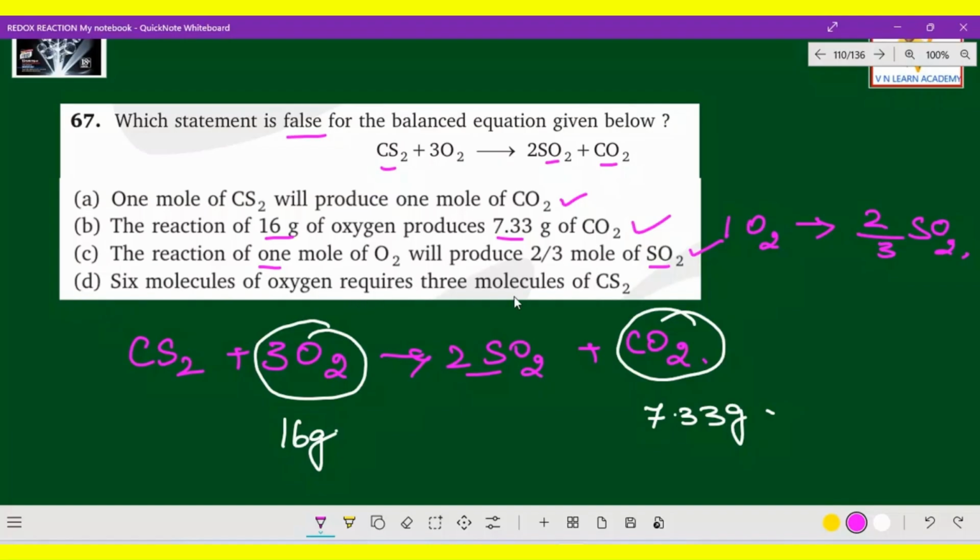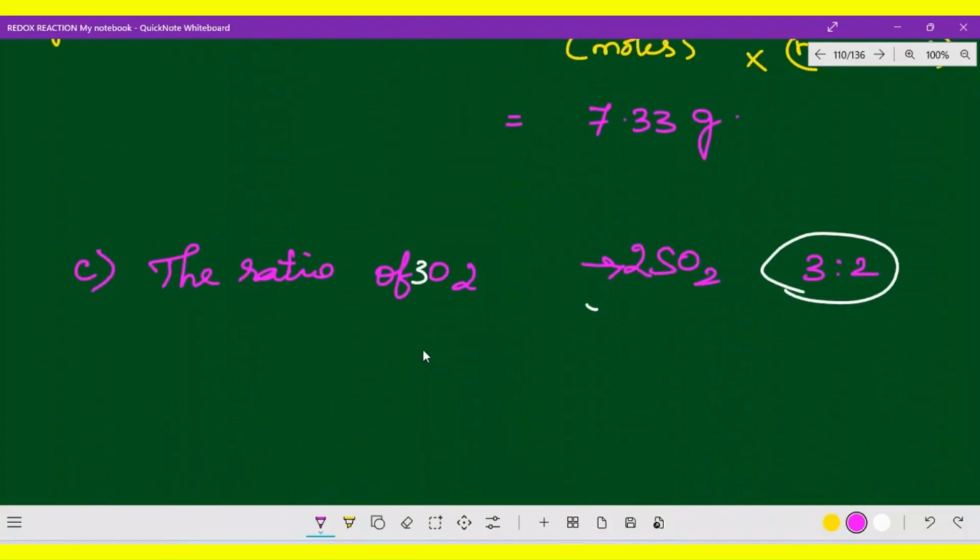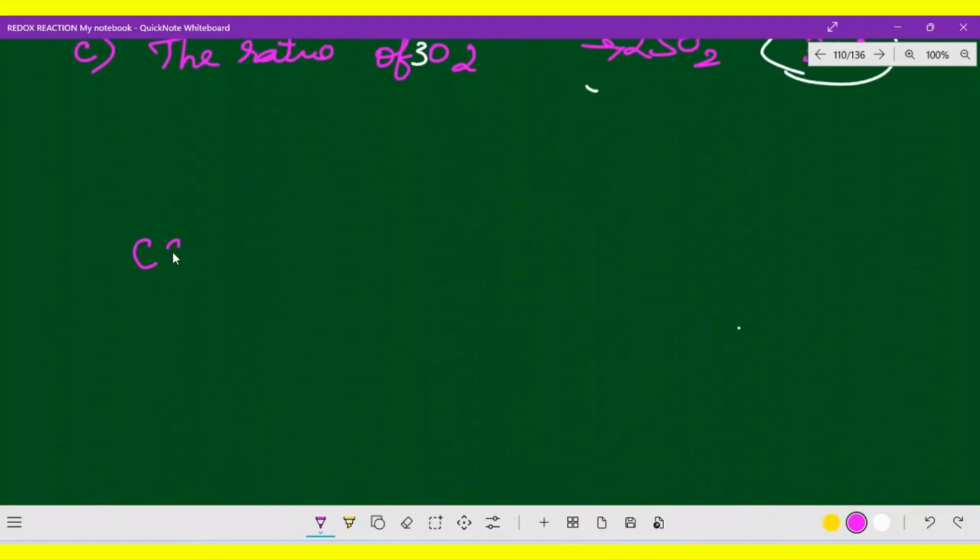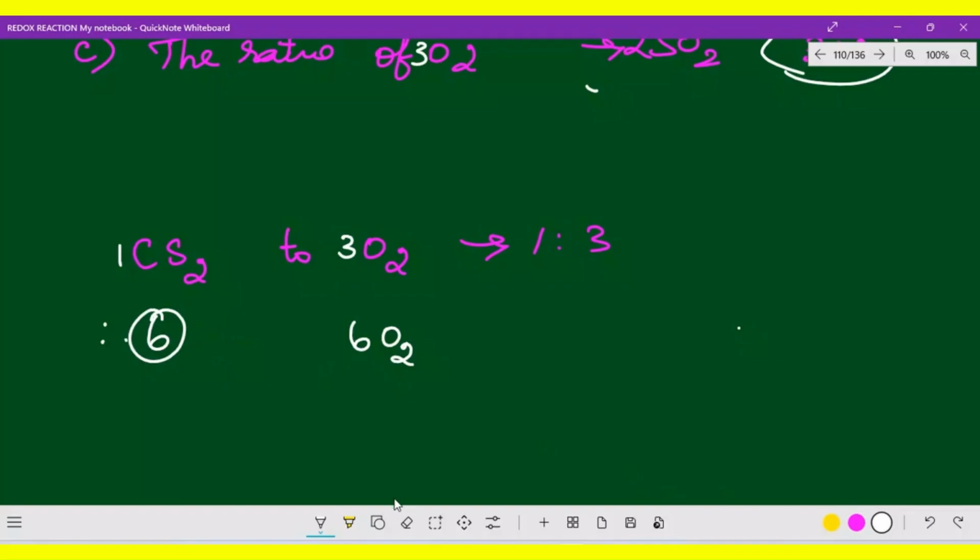6 molecules of oxygen require 3 moles of sulfur dioxide. Actually, 3 moles of oxygen require 1 mole of sulfur dioxide to produce this compound. Now here 6 moles of oxygen require 3 moles of sulfur dioxide. Is it true? Let us check. Sulfur dioxide to oxygen is 1:3, so 3 moles of oxygen require 1 mole of sulfur dioxide. Therefore, 6 moles of oxygen require how much?